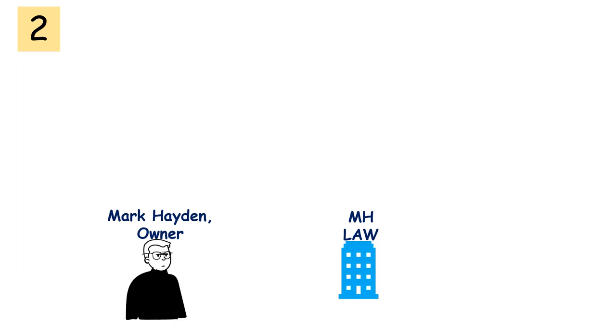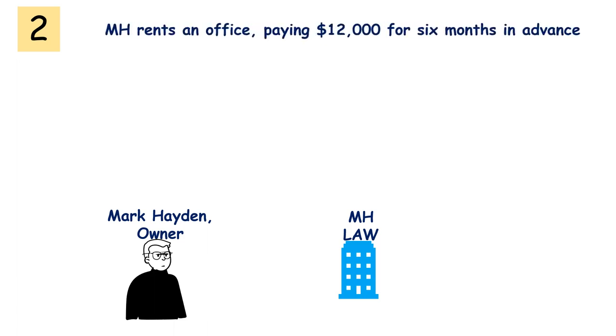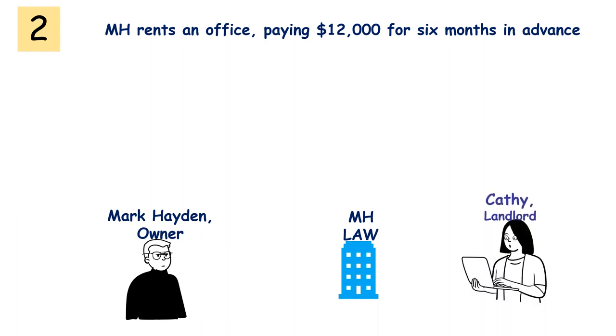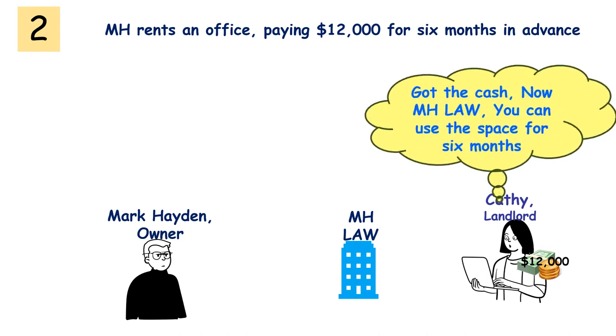Let's look at transaction 2. So that's a statement on the top and showing you visually here. So here's Kathy, the landlord, and Image Law gave Kathy $12,000. And Kathy says, got the cash. Now, Image Law, you can use the office space for 6 months. So now, I hope you understood what this transaction happened. In a statement, it will look like the one on the top. Image rents an office paying $12,000 for 6 months in advance.